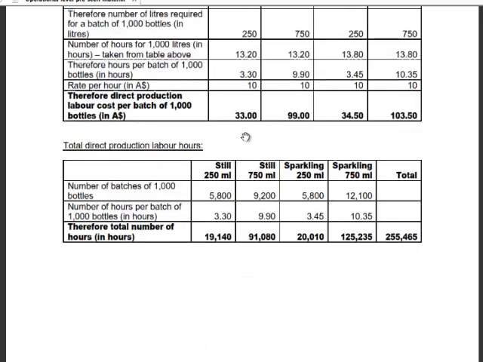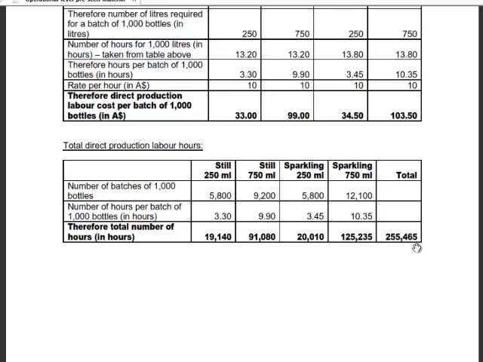So then we can calculate the direct production labor hours. We've got the number of batches from the previous page. We've got the number of hours per batch, and we can work out that there's 255,000 direct labor hours. At $10 an hour, we can say that the direct labor cost is 2.5 million. And again, we'll come back to that in film 2.